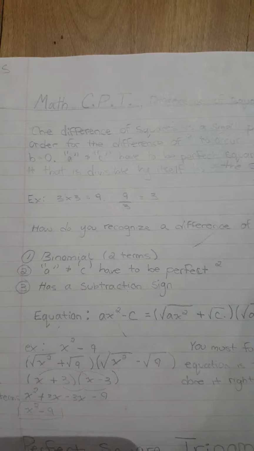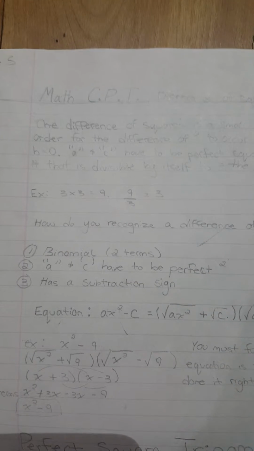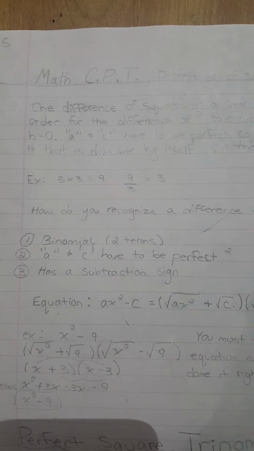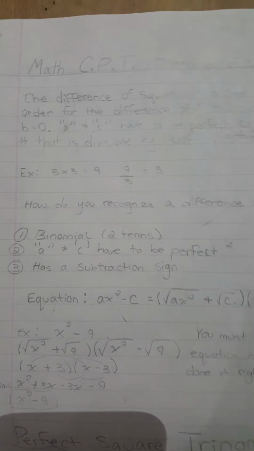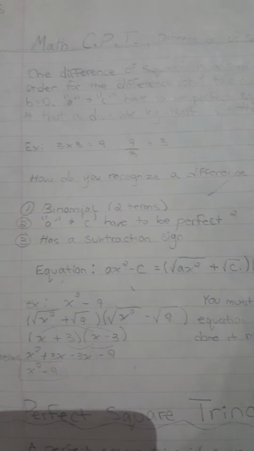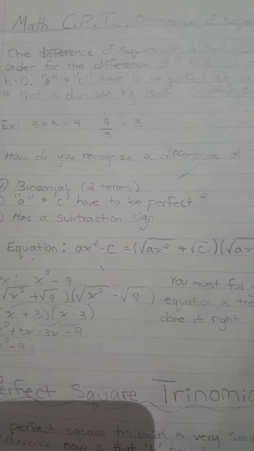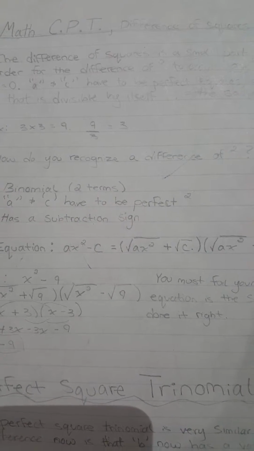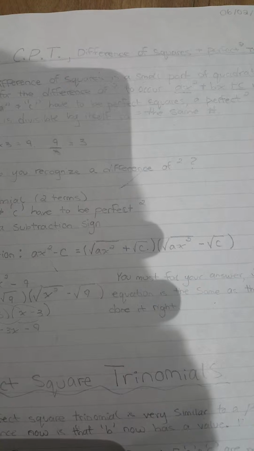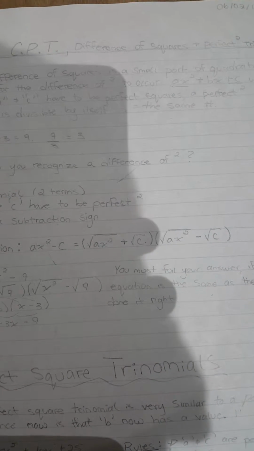So one, it has to be a binomial, meaning two terms only. So ax squared and c. A and c have to be perfect squares, and there must be a subtraction sign in the equation. An example of this equation is ax squared minus c equals the square root of ax squared plus the square root of c times the square root of ax squared minus the square root of c.